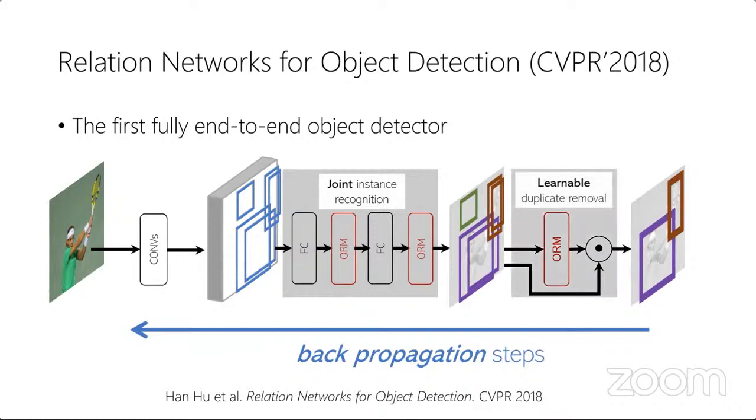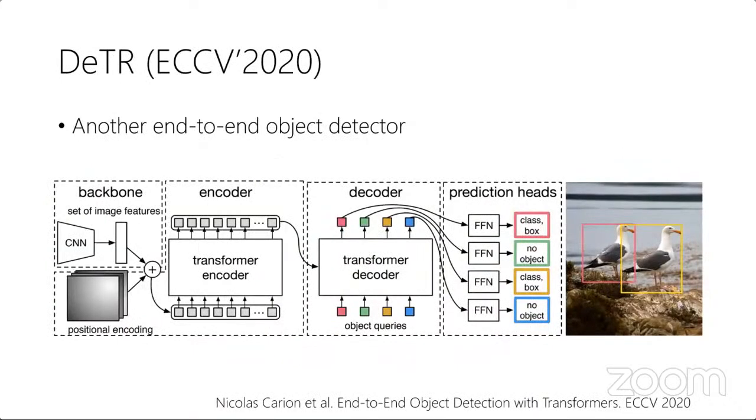The second is to do duplicate removal. In previous methods, duplicate removal is usually achieved by a handcrafted non-maximum suppression method. By this self-attention module, we can make this step end-to-end learnable. Another work I would like to mention is from Facebook AI Research called DETR. It directly applies the encoder-decoder architecture of transformer to the object detection problem, which is also an end-to-end object detector.